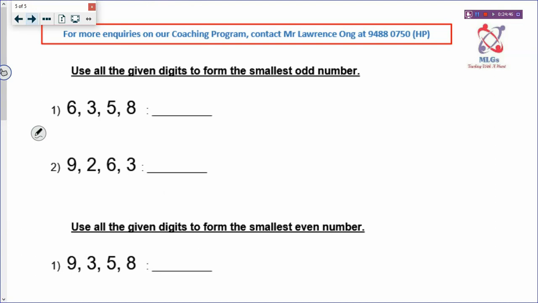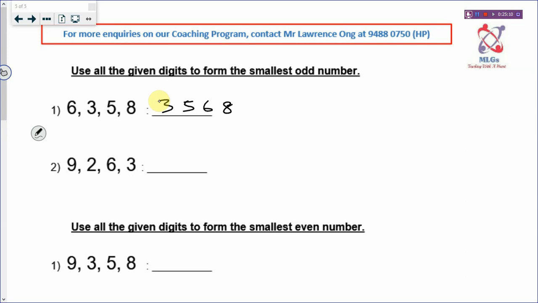Okay, now the last page, you need to know how to make the smallest number, right, and how to make the biggest number. So let's look at the first one, how to make the smallest odd number. Now, first thing is you must know how to make the smallest number first. So to make the smallest number, you always start with the smallest digit, and then you end from the smallest to the biggest digit. Alright, so that is your smallest number.